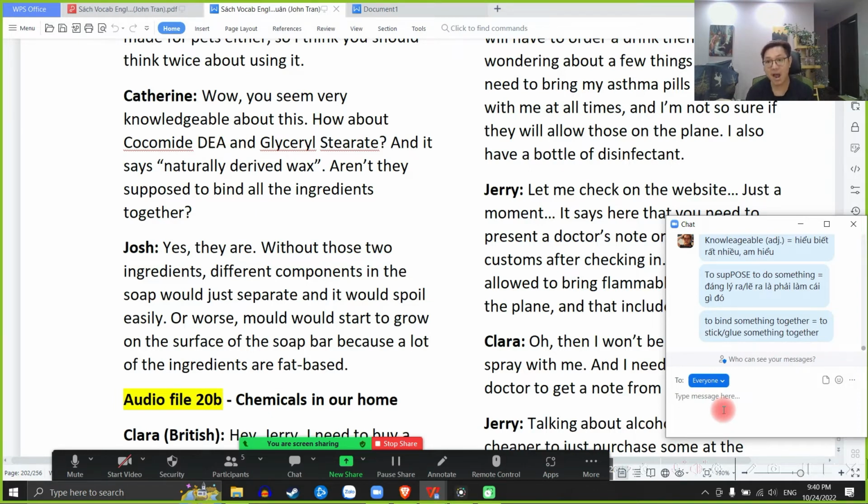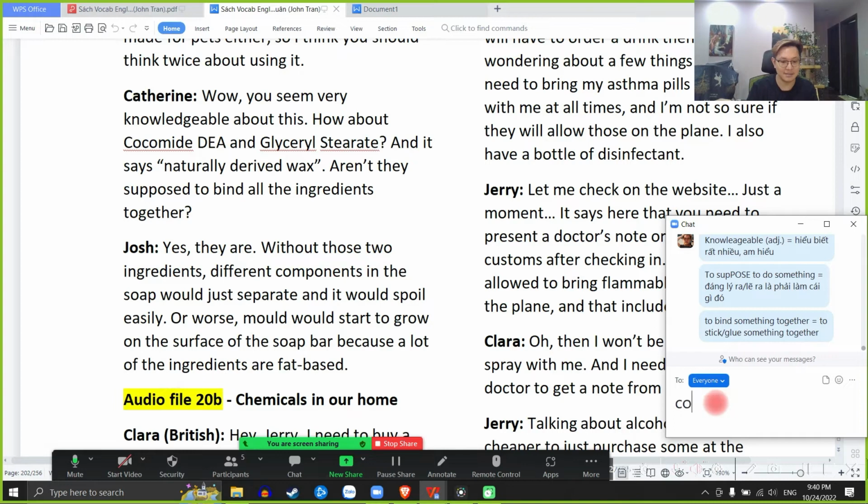Because a lot of the ingredients are fat-based. Yes, đúng rồi, chúng là vậy đó. Tức là sao? Yes, they are. It means they are supposed to bind all ingredients together. Tức là anh này đồng ý rằng là những cái chất này nó đáng lẽ ra là nó phải kết dính tất cả những thành phần lại cùng nhau. Without these two ingredients, không có hai cái thành phần này.